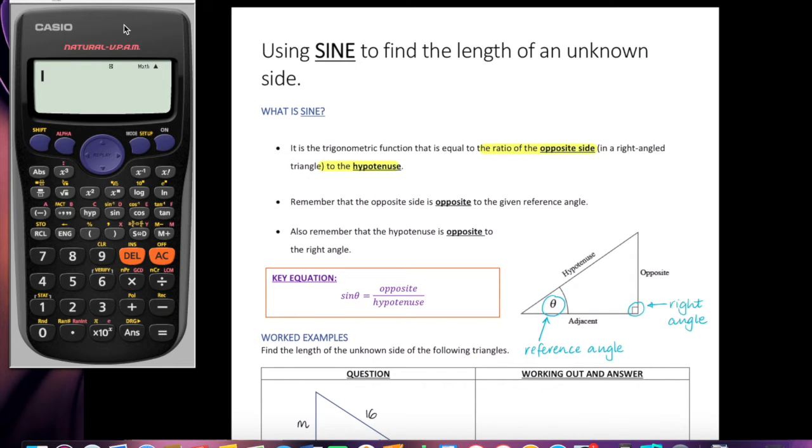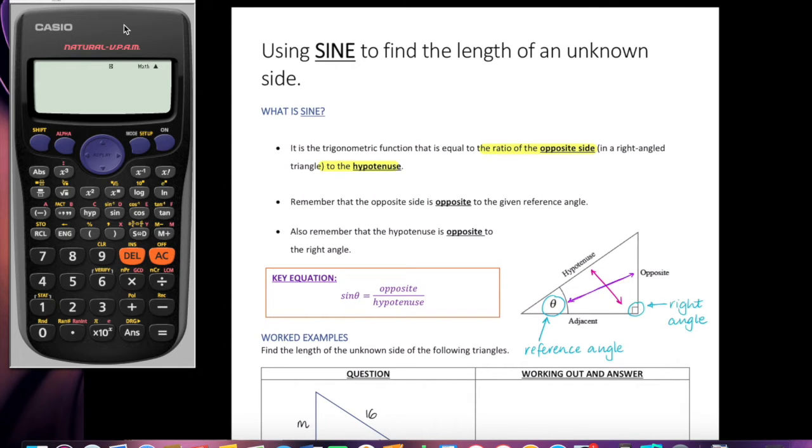In my last point, I said, remember that the hypotenuse is opposite to the right angle. If we take a look at where the right angle actually is and where the hypotenuse is, you can see that they are opposite to each other. We also know from our work with Pythagoras that the hypotenuse is the longest side of the right angle triangle. I've also said that the opposite side is opposite to the given reference angle. If we take a look at where the reference angle is and where the opposite side is, you can see that they are also opposite to each other.